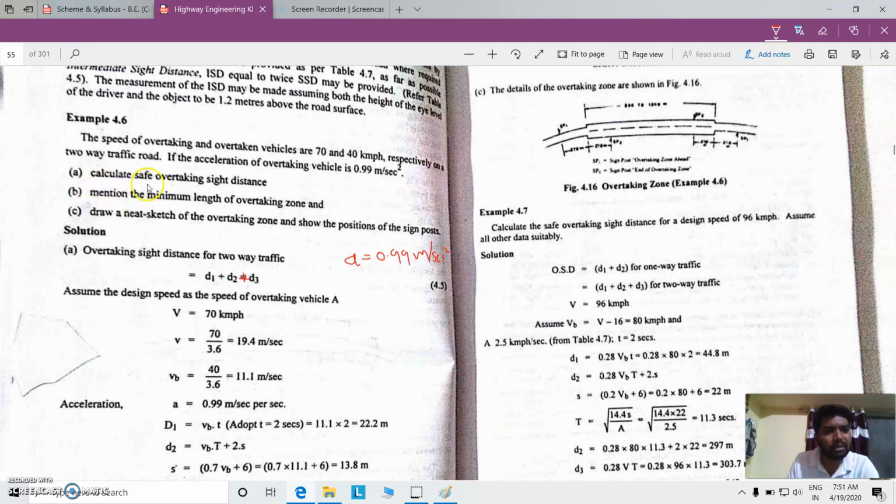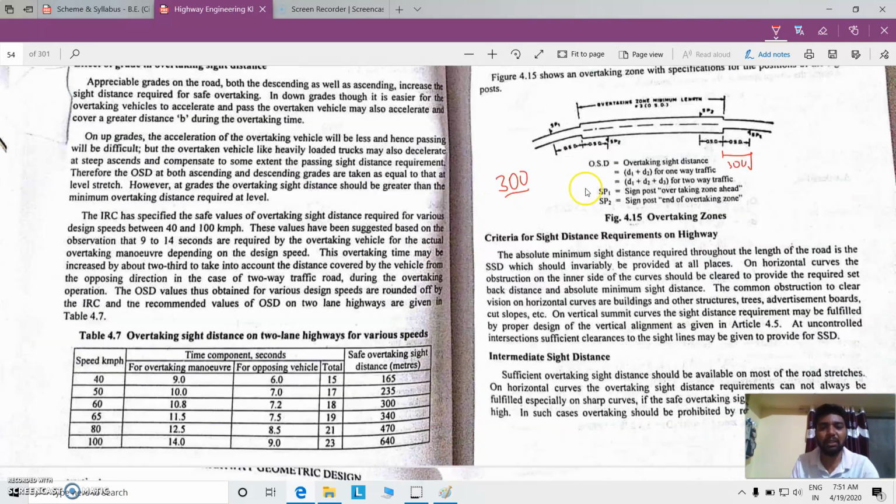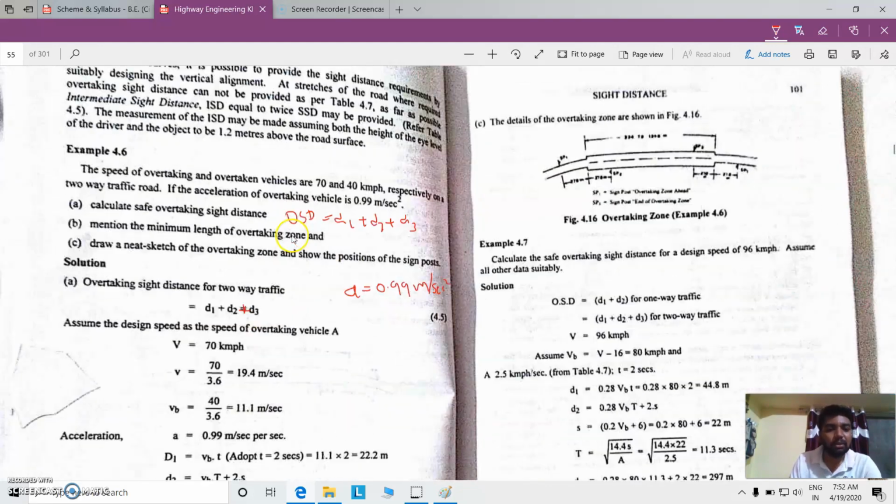So case 1: calculate the safe overtaking sight distance, that is only OSD, that is D1 plus D2 plus D3, right? And mention the minimum length of overtaking zone, and draw a neat sketch of the overtaking zone and show the position of the signboards as we have discussed here. This must be shown in the answer.